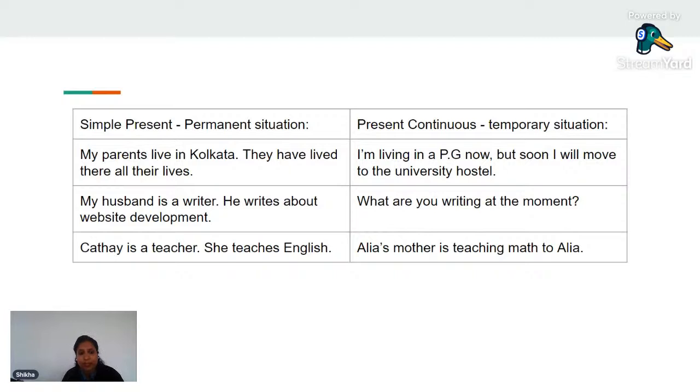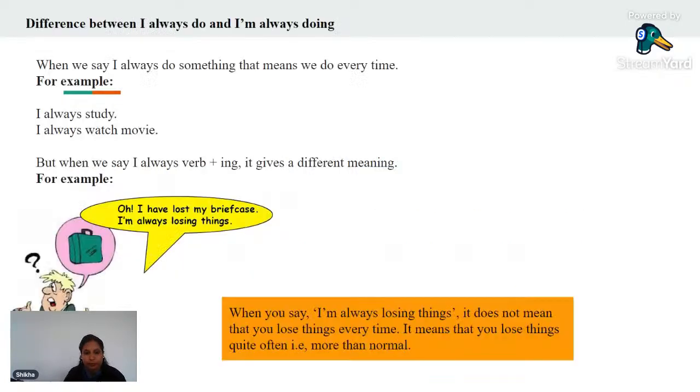Yes, Kathy is a teacher. She teaches English. Okay. Alia's mother is teaching math to Alia. That means at the moment, Alia's mother is teaching math to Alia. Yes. So here we are also going to understand the difference between I always do and I am always doing. Now there are lots of differences between these two phrases, that is, I always do and I am always doing.